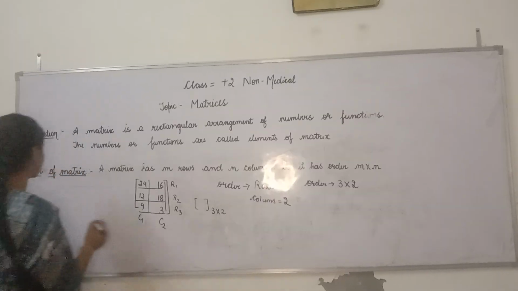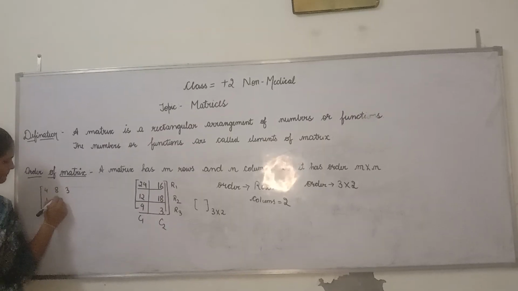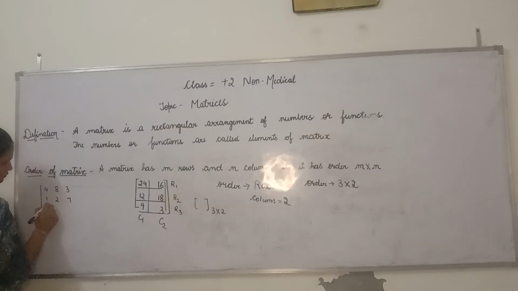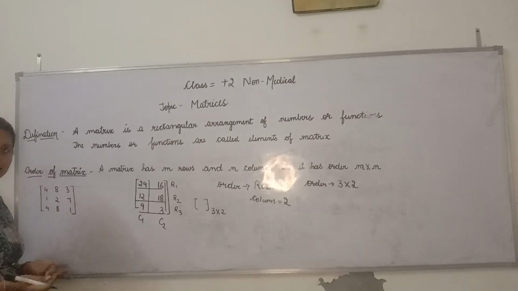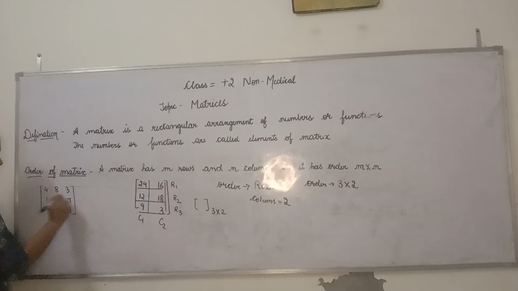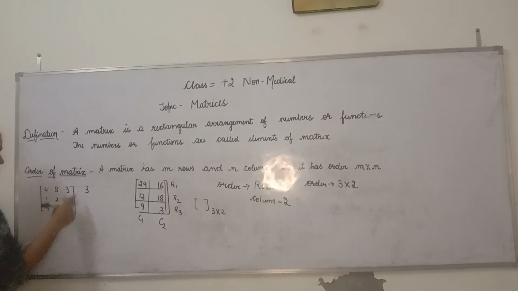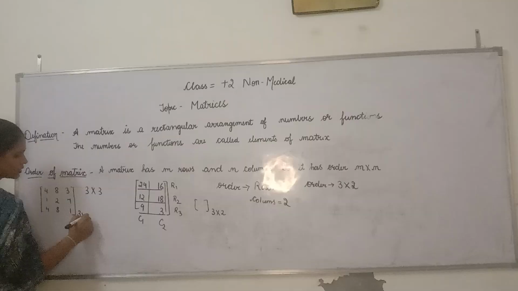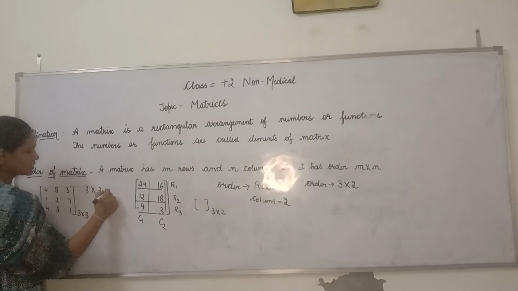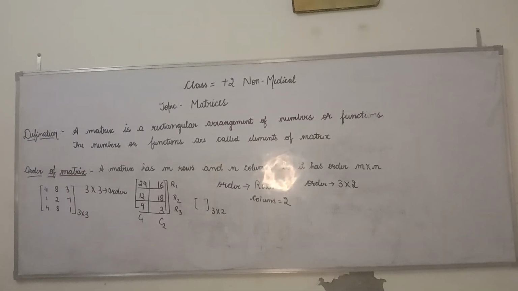Let us understand with another example. Again calculate the number of rows. The rows are first row, second row, third row. Again rows are 3 and columns are 1, 2, 3. So this is a 3 cross 3 matrix. Order is 3 cross 3.